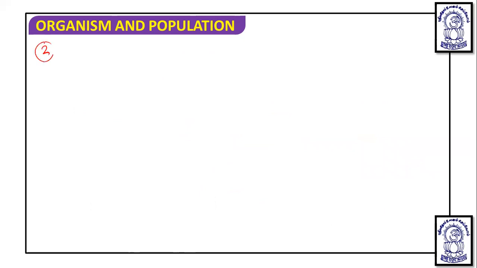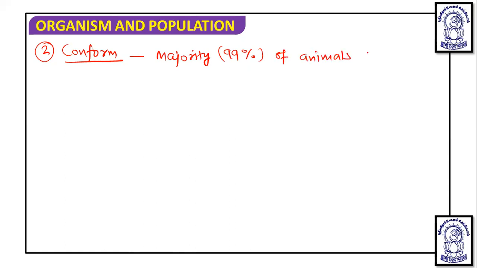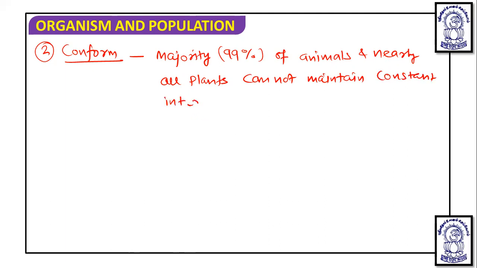But the second group is conform. The second response is conform, and it is known that 99% of animals and nearly all plants cannot maintain a constant internal environment. So the majority of animals and nearly all plants cannot maintain their constant internal environment, so the body temperature changes with the ambient temperature.